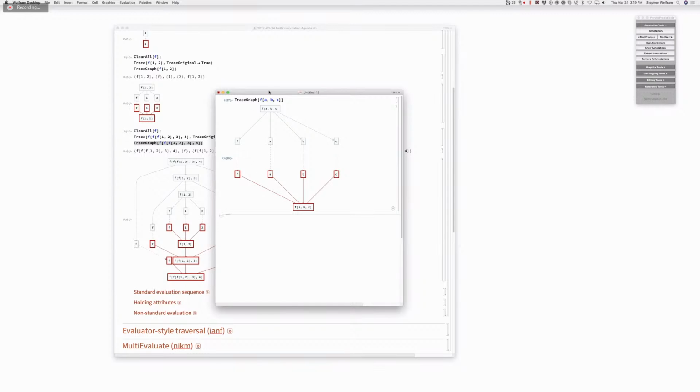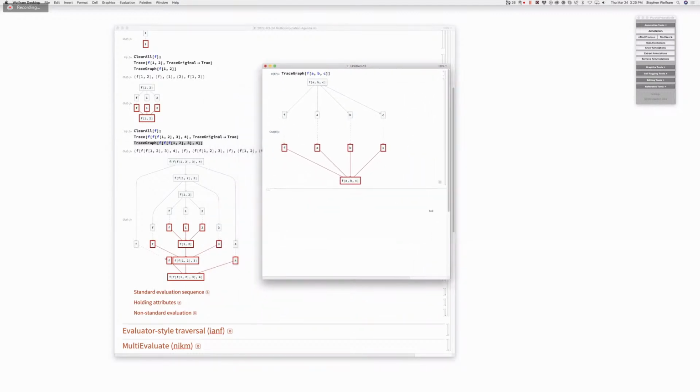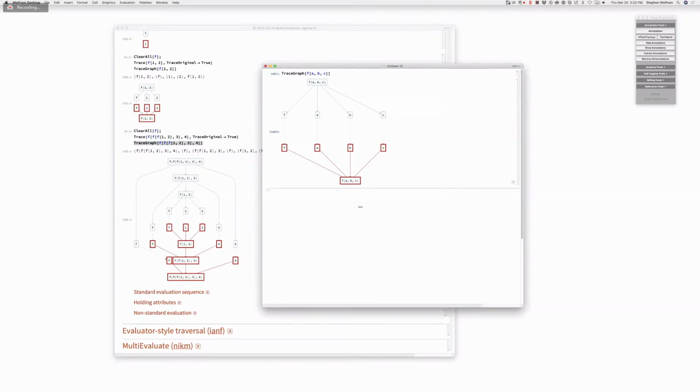Okay, Nick, do you have any comments on this? Is this consistent with the way you're doing it, or is it quite different? Well, the way this is doing it is actually how the evaluator is doing it. I'm doing it just by looking up DownValues, UpValues, and so on directly.